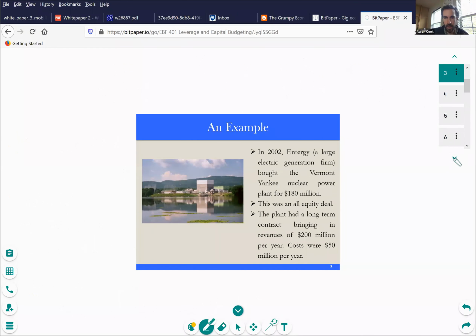Okay, so let's look at an example from 2002 where this company Entergy purchased a nuclear power plant, and they spent $180 million to acquire that asset, and so that asset was then put on their balance sheet. They financed that with equity. It was an all equity purchase. But we're going to look at some alternative scenarios in which some borrowed money would have been used to finance this initial investment.